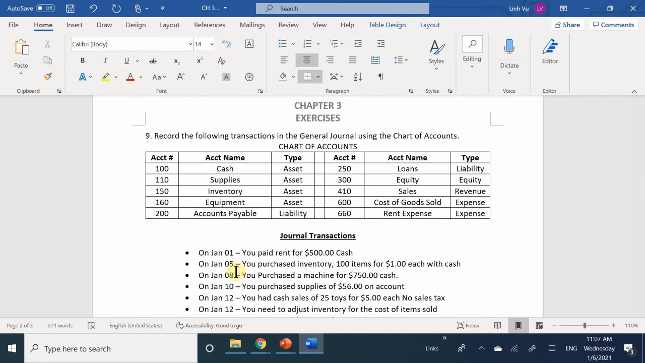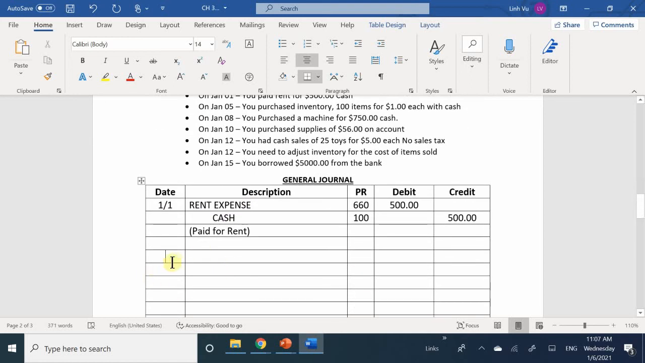So you put inventory and debit. Good. Yes, we're trading an asset for another asset. So on January 5th, we are increasing our inventory by 150.